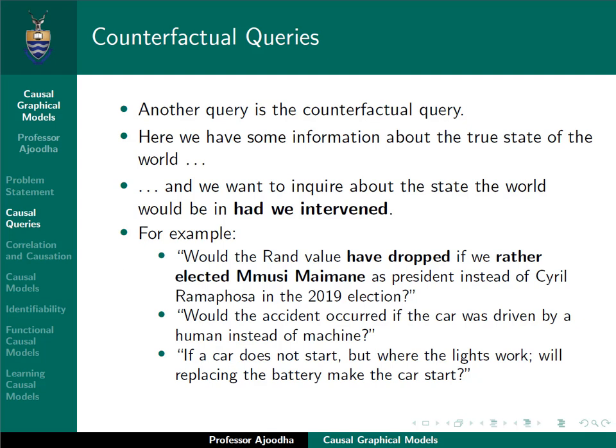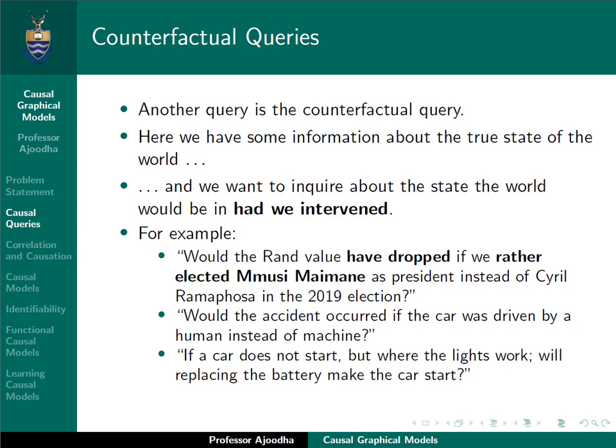So a second important type of causal query is the counterfactual query. Once you have these causal graphical models that we're talking about, you can get the intervention queries. You can also get the counterfactual query. A counterfactual query asks about an alternate version of the world.